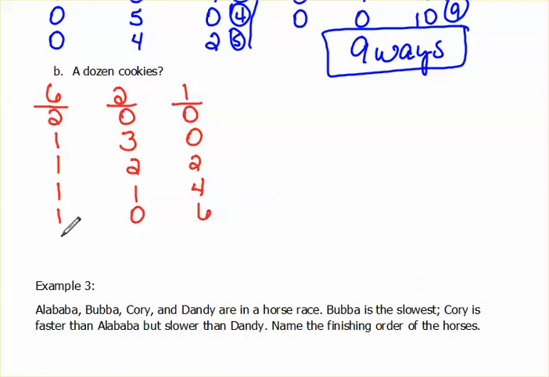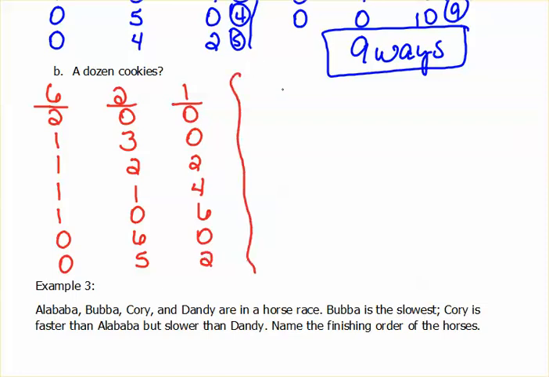Alright, so now I've done all of the possible ones with 6s. So what if I had 0 groups of 6? Well, for a dozen cookies, I could have 6 groups of 2, and that would be a dozen, so I wouldn't need any singles. Or what if I had 5 groups of 2? That would be 10, so I would need 2 singles.